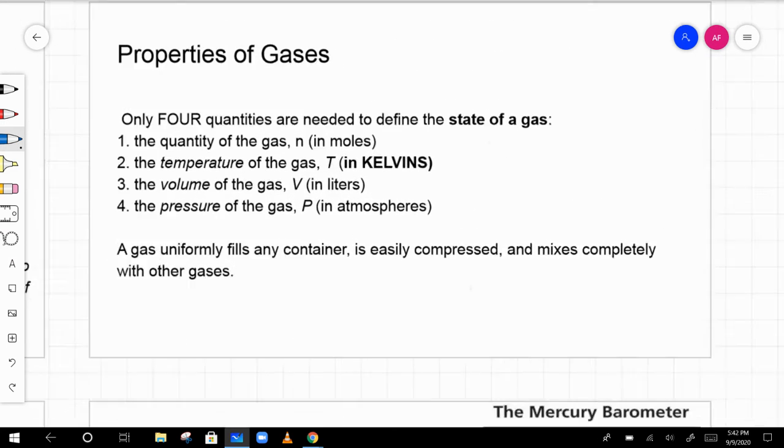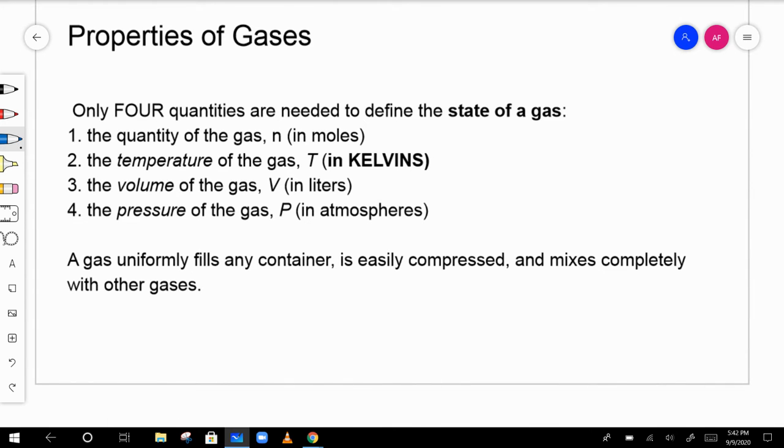Properties of gases. There are four things that we're going to be concerned about when we talk about gases. Number one is the quantity of the gas in moles, or n. The temperature of the gas, T. T is always going to be in Kelvin. So always, always, always keep it in Kelvin. For any problems, it's pretty much always Kelvin.